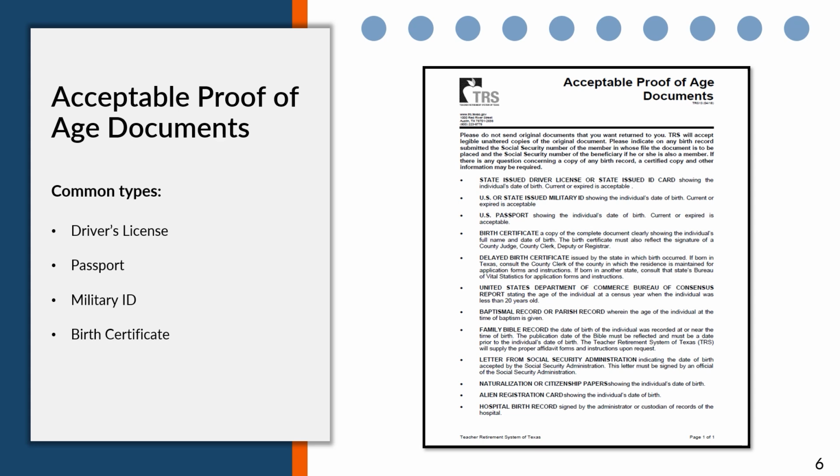If you are electing retirement plan options 1, 2, or 5, TRS will need proof of age documentation for your primary beneficiary as well. Please write your TRS participant ID or Social Security number on the documents to ensure we connect them with your account.